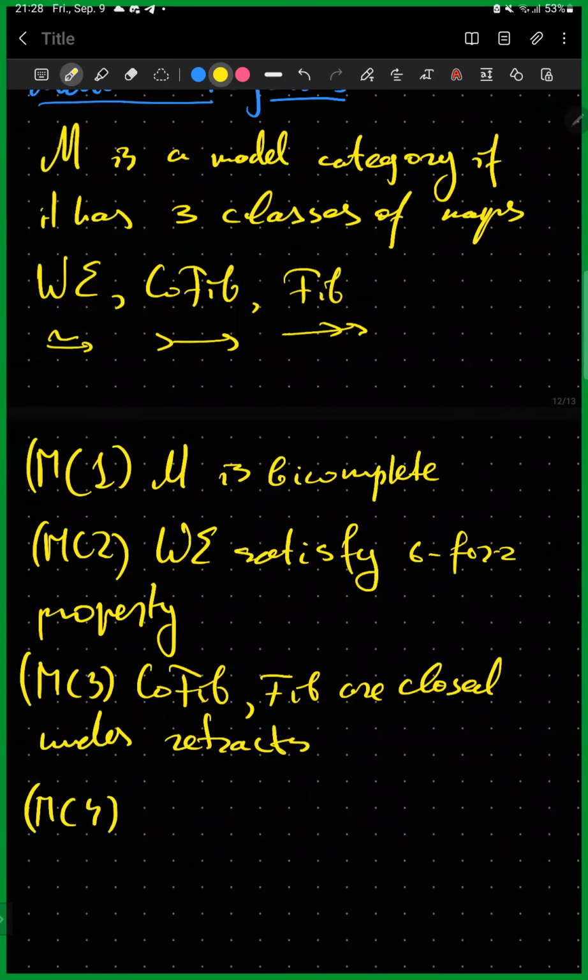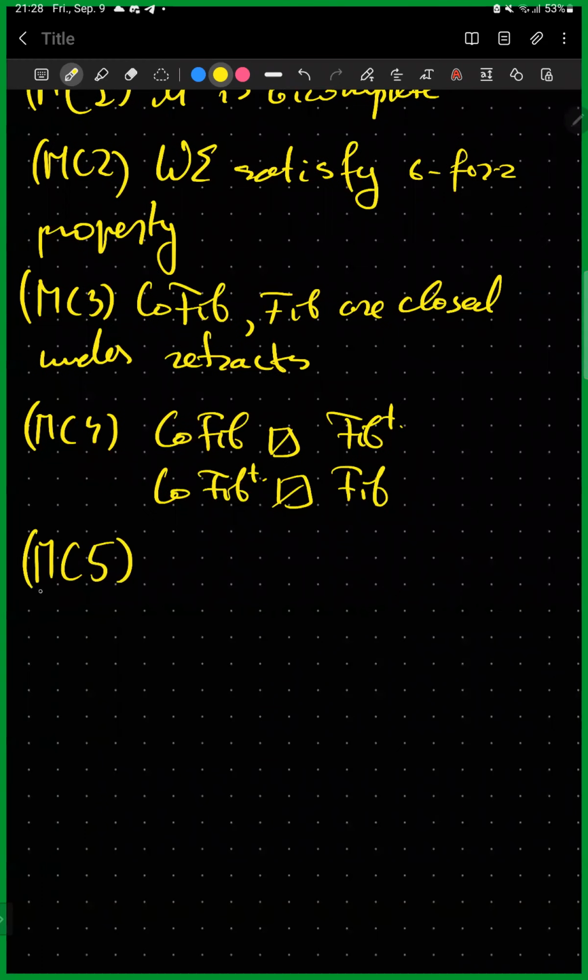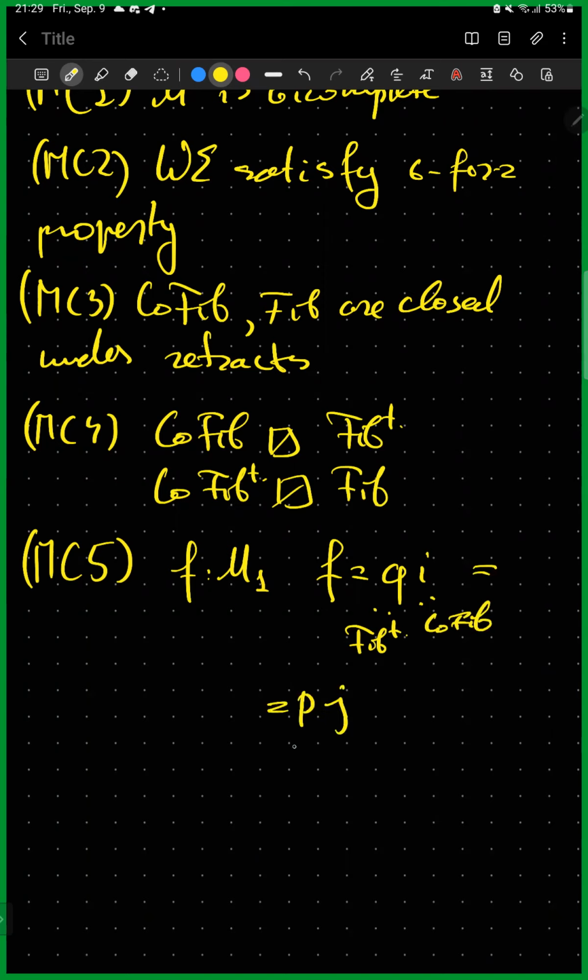The fourth axiom states that we have two lifting properties. So cofibrations have the left lifting property with respect to trivial fibrations, and trivial cofibrations have the left lifting property with respect to all fibrations. And finally, the fifth axiom states that for a morphism in a model category, there is a canonical factorization in 2 ways. Either it is a cofibration followed by a trivial fibration, or it is a trivial cofibration followed by a fibration.